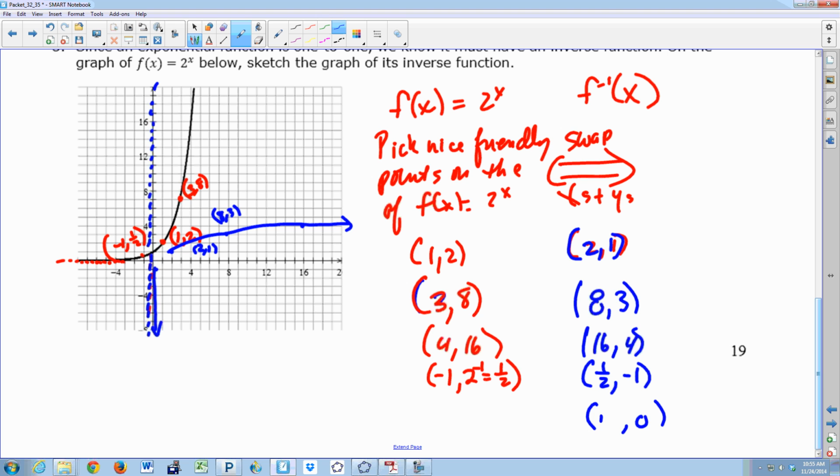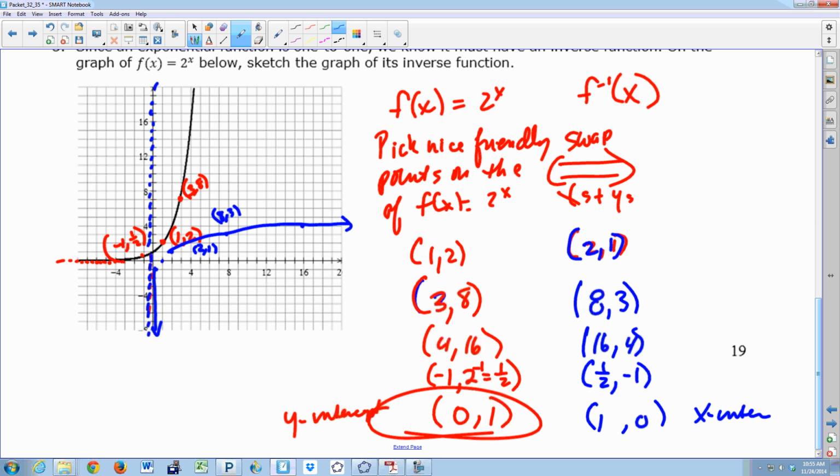1, 0, because on my exponential function, all exponential functions go through 0, 1, unless they've been transformed in some way. So 0, 1 is the y-intercept on my exponential function, and therefore, when I swap my x and y values, voila, I get my x-intercept. So there we go. There's the sketch of my inverse function. And if you throw the line y equals x in here, it reflects across that line.